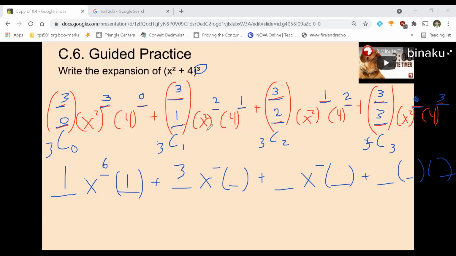Yep. What is x squared to the second? What is 4 to the first? What is 3 choose 2? Wait, I'm so confused with these threes. Why is x squared 4? 3 choose 1 is 3 factorial over 3 minus 1 factorial times 1 factorial. But you can also just do that in a calculator. You find probability, option 3, the third button in the probability column.